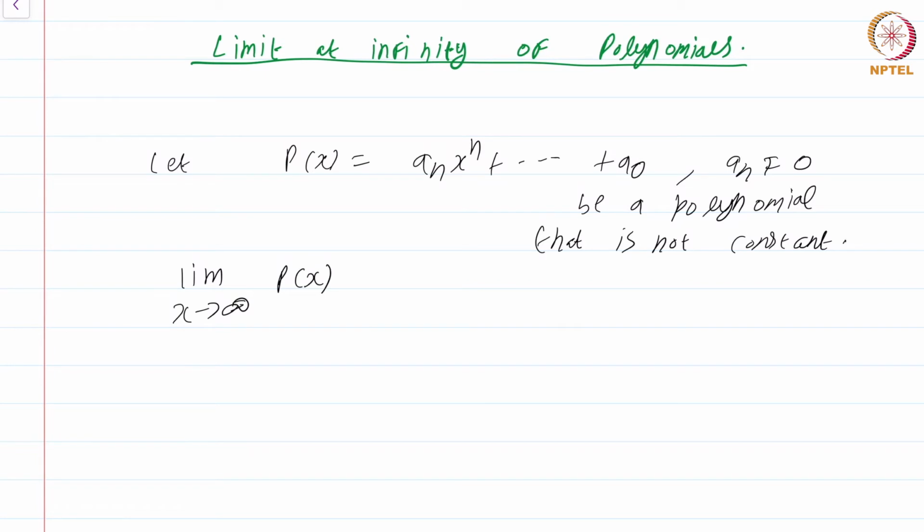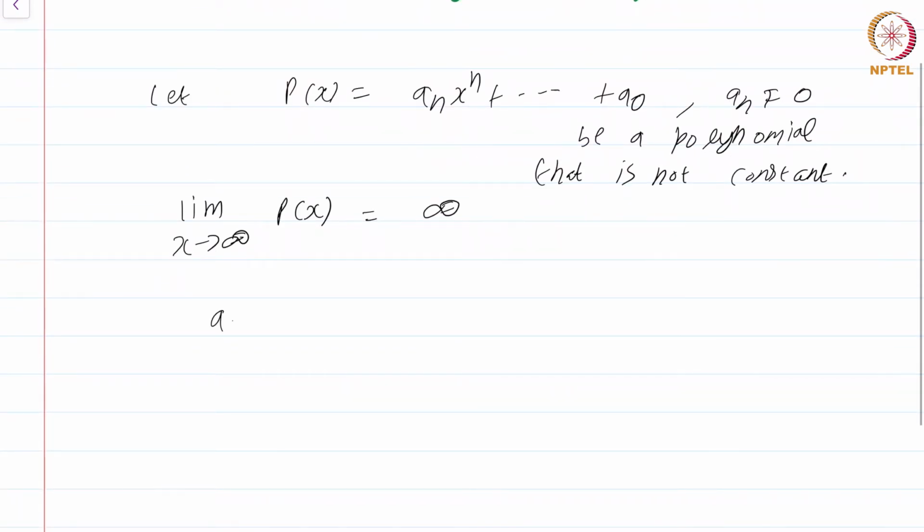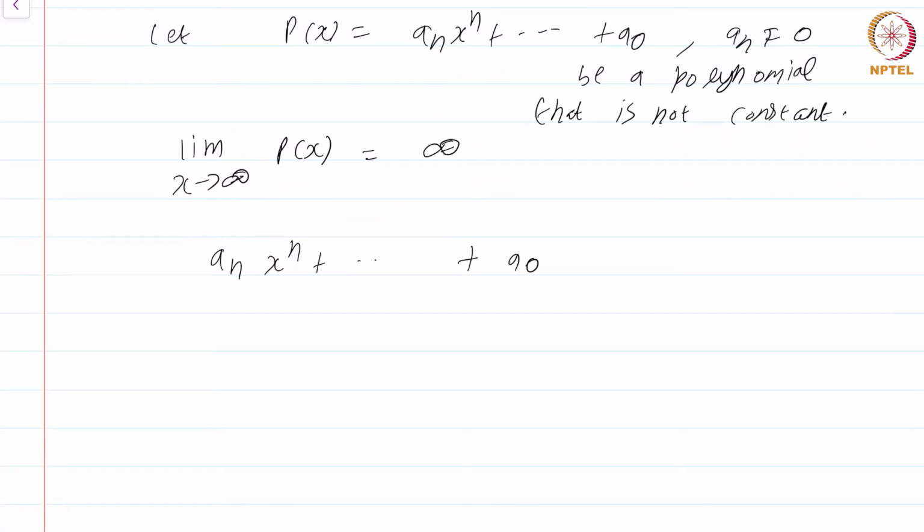This is actually going to be equal to infinity. Let's see why this is the case. So you have a_n x^n + ... + a_0. What you do is you take x^n outside. You get x^n times (a_n + a_{n-1}/x + ... + a_0/x^n).